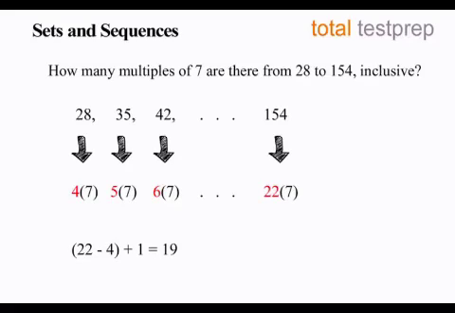We can use the formula from before to find how many integers there are from 4 to 22 by saying 22 minus 4 plus 1, which gives us 19.